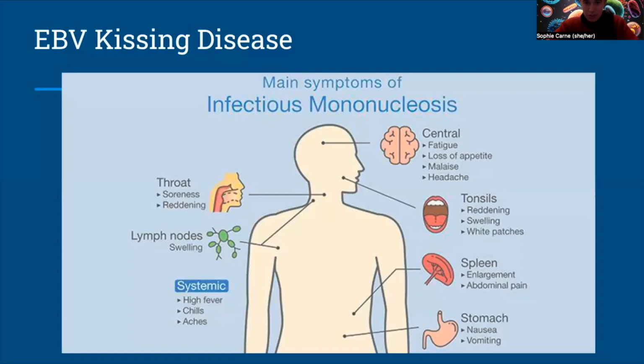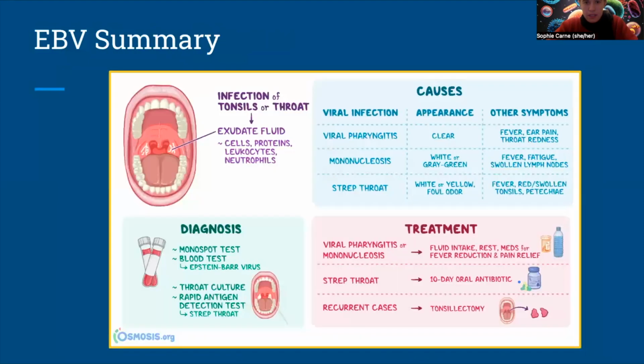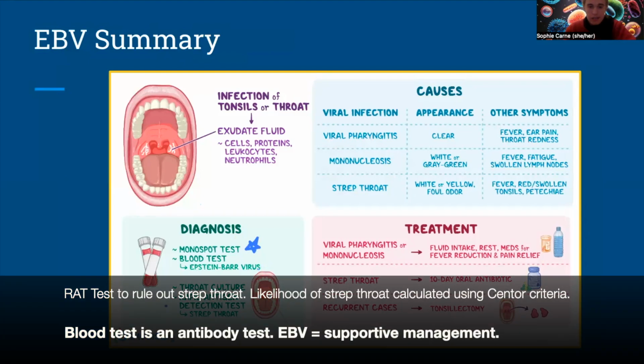So the main symptoms, you get especially lymph node swelling, but all of these can happen as well. And this is a summary of EBV. So the diagnosis is on monospot test. And you can do a blood test for Epstein-Barr virus as well. Throat culture and rapid antigen detection test.